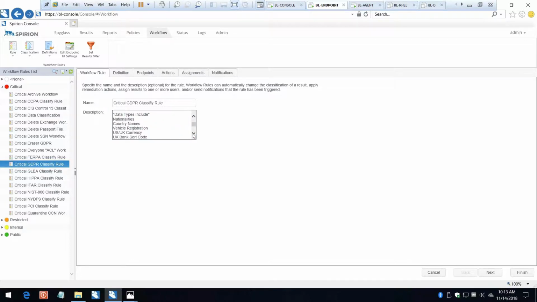So in this case, I'm looking for nationalities, country names, vehicle registration, currency type information. I happen to be using IPv4 and IPv6 addresses that I'm looking for as well, bank account information, things like that. So this is the type of information that, as a result of the engagement with the regulatory body that's overseeing this process, has told me that I need to locate. So I'm using Spirion to augment that process.